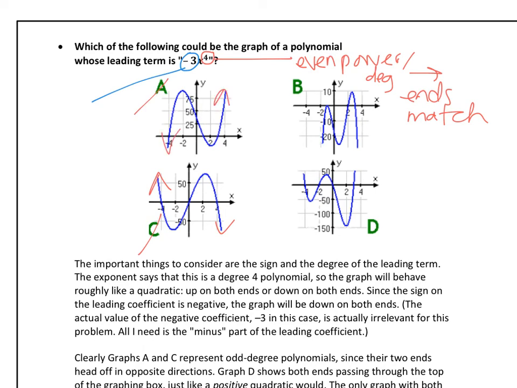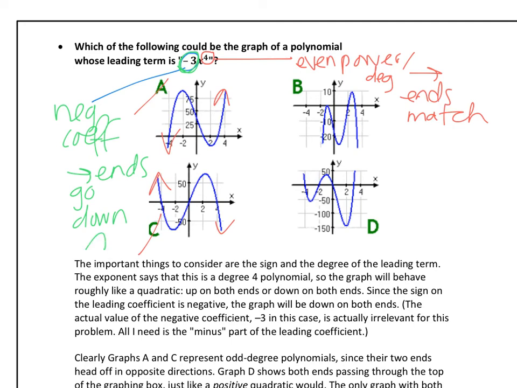Now we have to decide based on the leading coefficient, that negative 3 that's in front, whether the ends point upwards or point downwards. So it's a negative coefficient, which means that the ends go down.